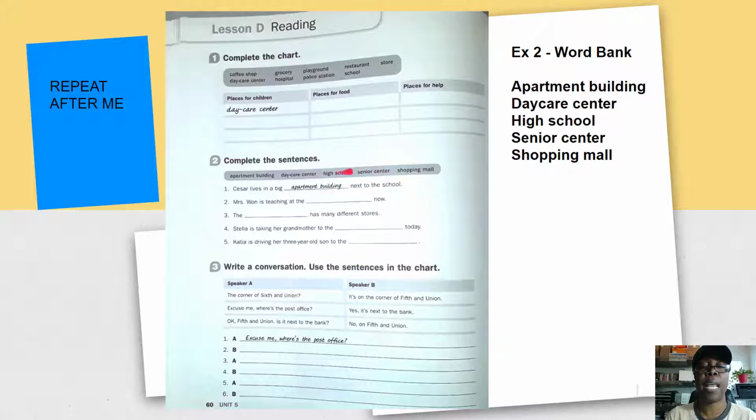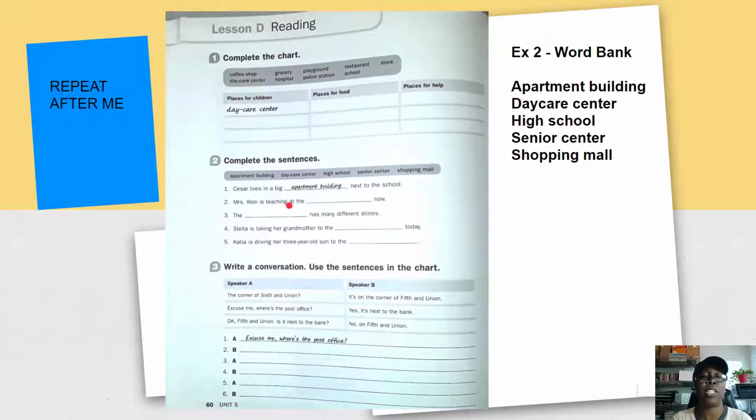So if you think about any other word, no other word would fit. You wouldn't say Caesar lives in a big daycare center, or Caesar lives in a big high school, or Caesar lives in a big senior center. I mean, a senior center is not a place where people live. It's a place where seniors go for activities and to do fun things and fun events, but not to live. And of course, he's not going to live in a big shopping mall. So our answer to number 1, that's why it's apartment building. So let's look at number 2.